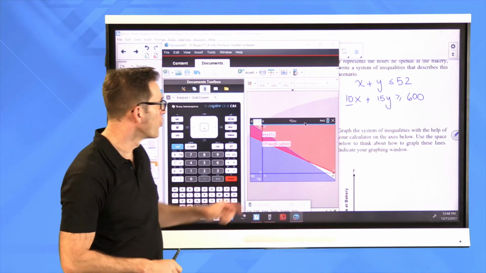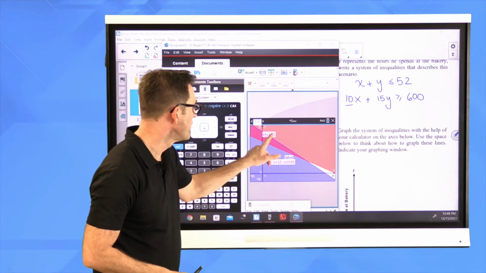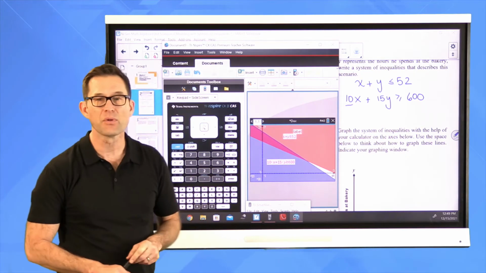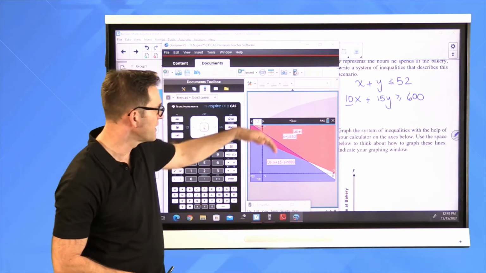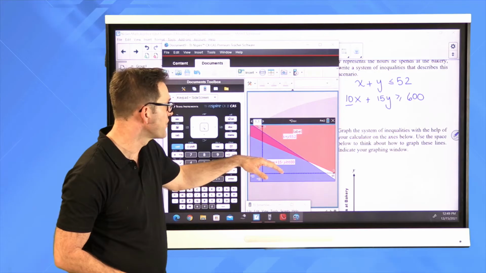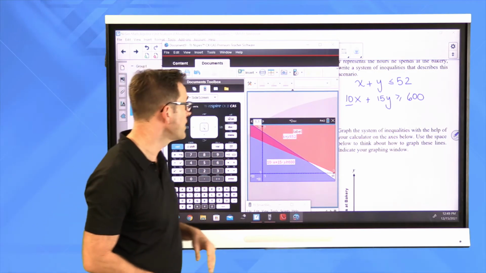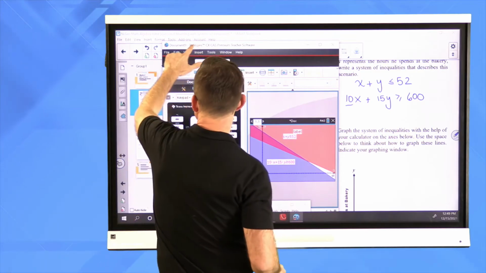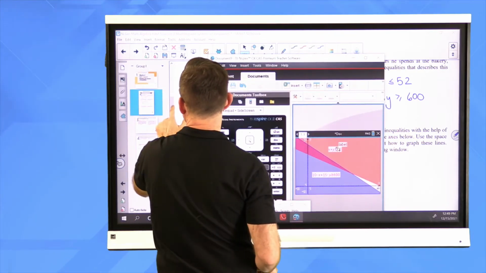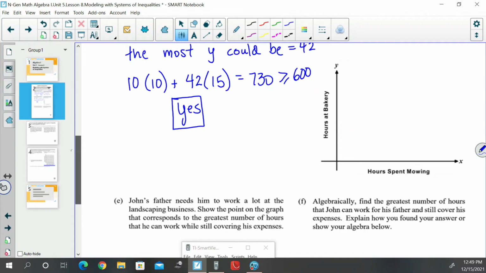Now I can really see what's going on. I've got x plus y equals 52, and that's being shaded down here. I've got 10x plus 15y is greater than or equal to 600, and that's being shaded up here. What I think I'm going to do is move this a little bit over here and bring this down. Don't worry, I'll bring that calculator back out in just a second.